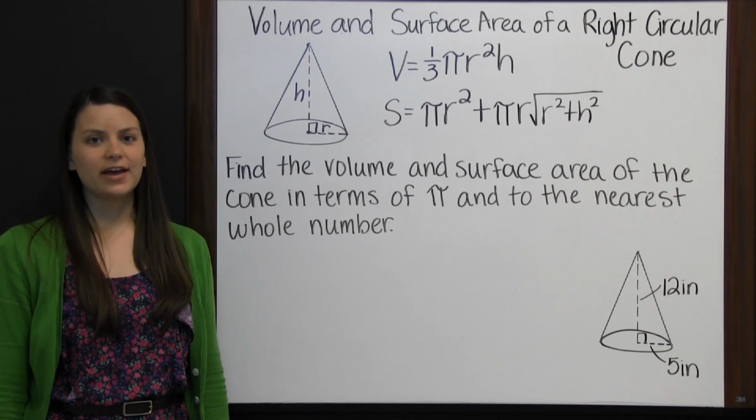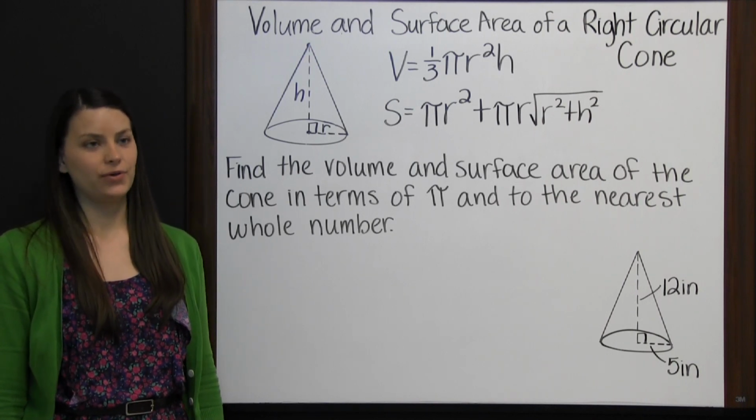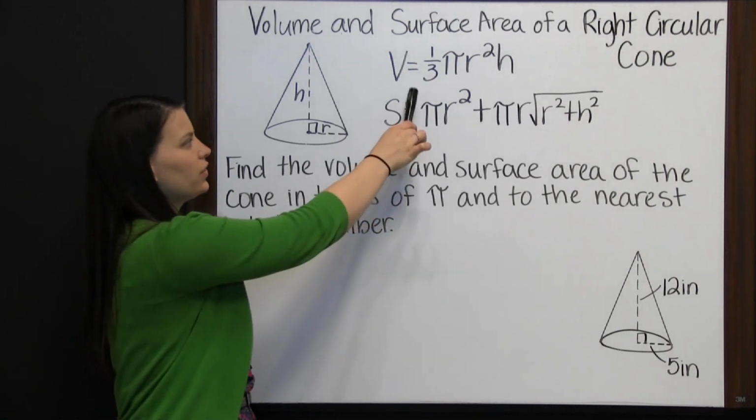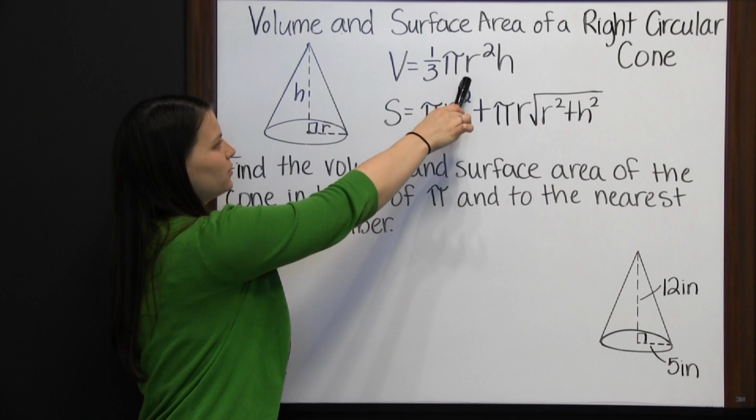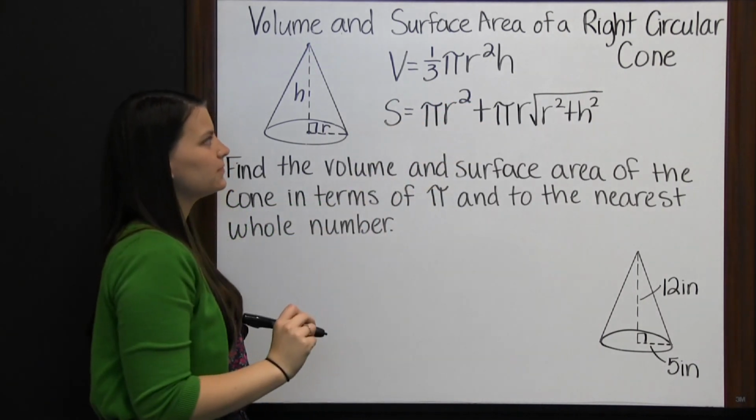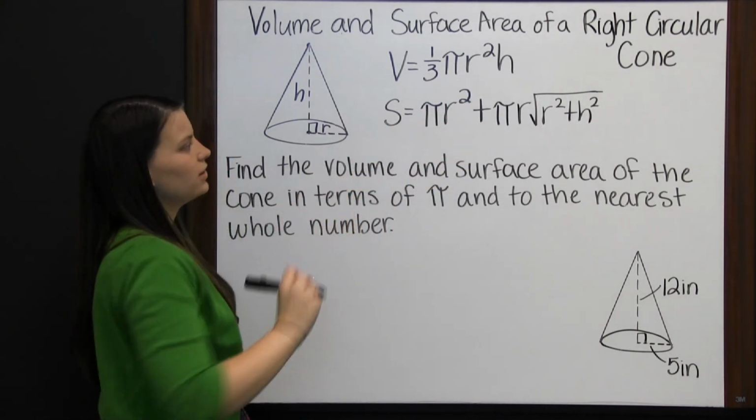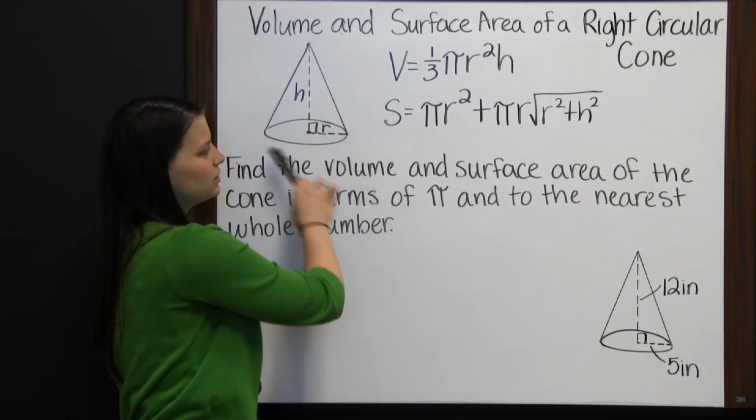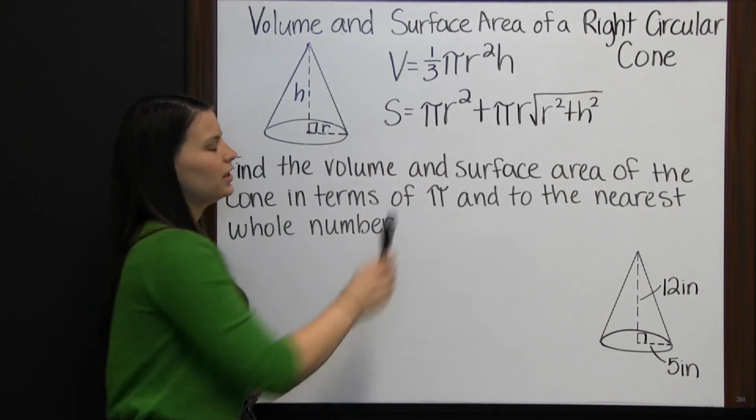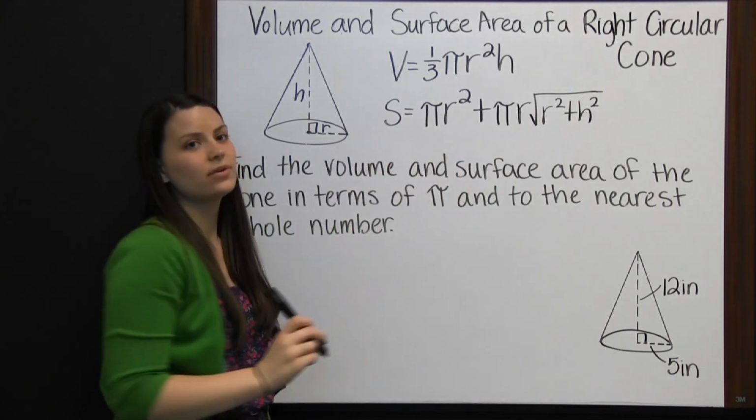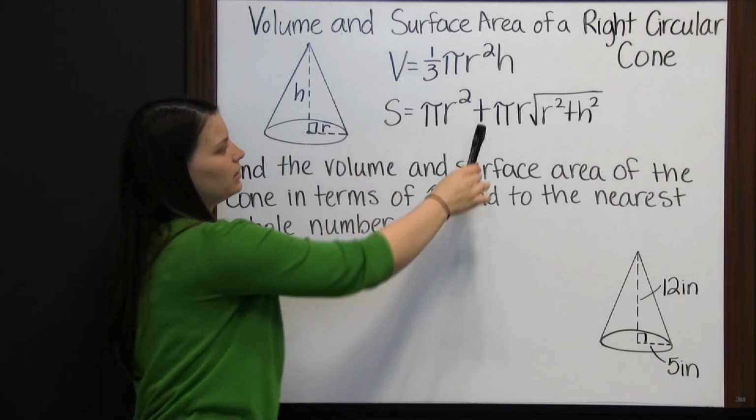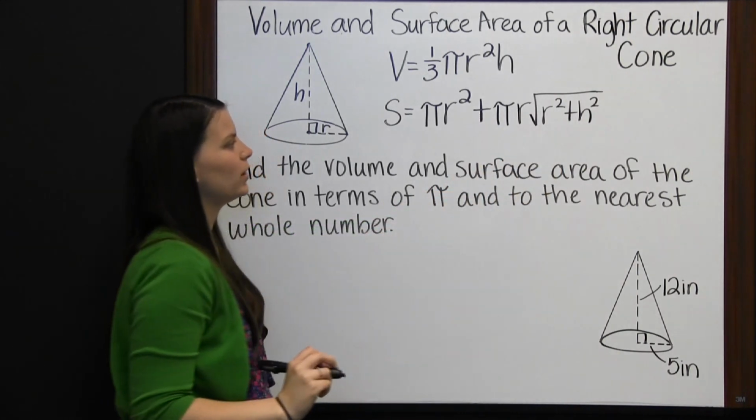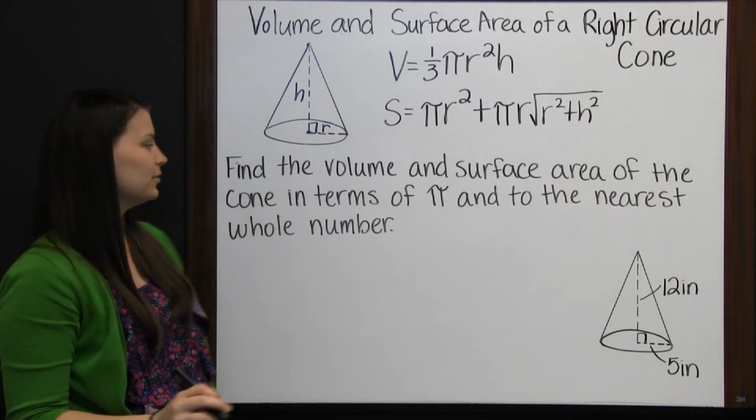Volume and surface area of a right circular cone. The volume of a cone is found by taking 1/3 of pi times the radius squared times the height. The surface area of a cone is found by finding the area of the base, a circle, pi times radius squared, and adding the lateral area, or the area around the side, pi times radius times the square root of radius squared plus height squared. Let's look at an example.